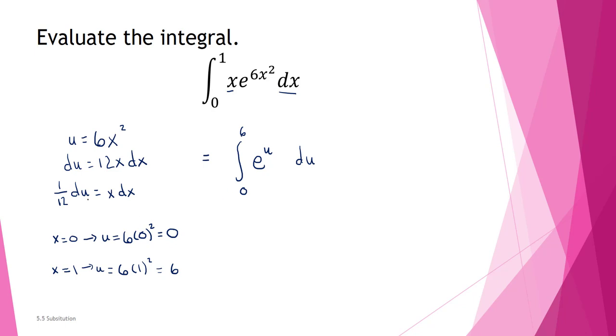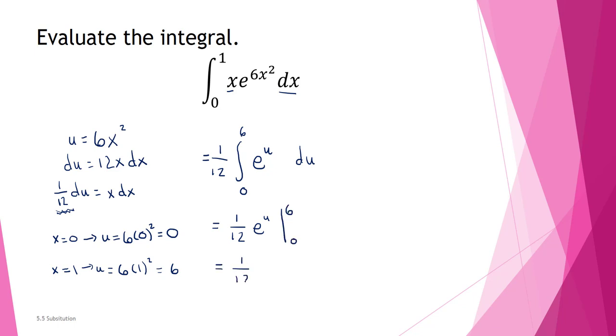You know what I just realized? The x dx turns into 1/12 du. I forgot this 1/12, so I'm going to stick it in front here. Okay. Now we're ready to find the antiderivative. So I have 1/12 e to the u. Fundamental theorem of calculus says I evaluate at 0 and 6.